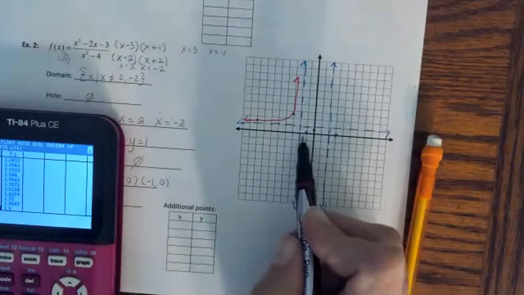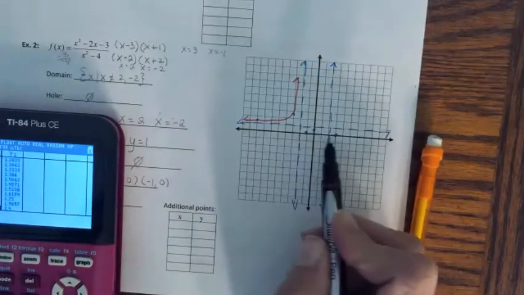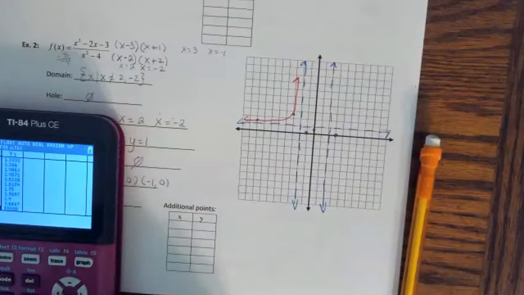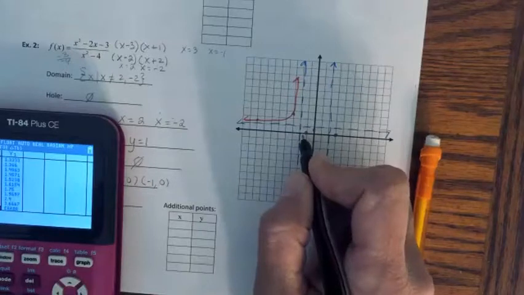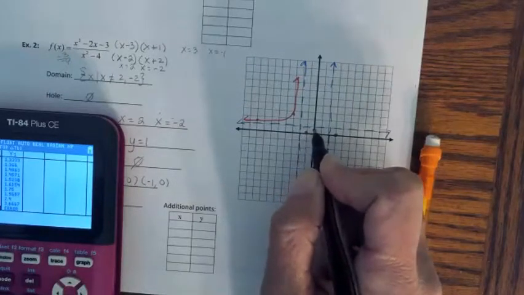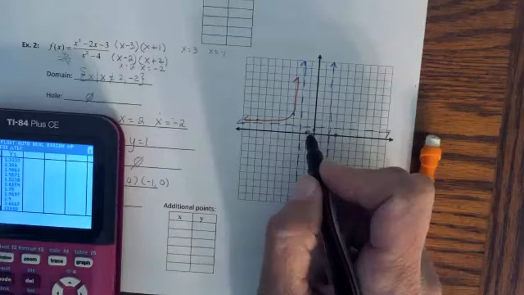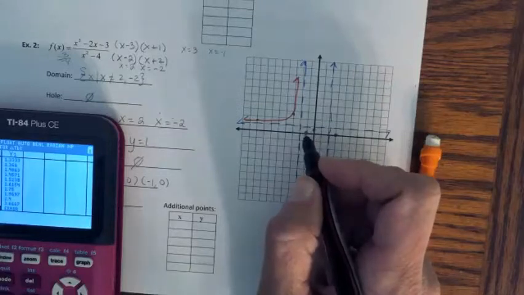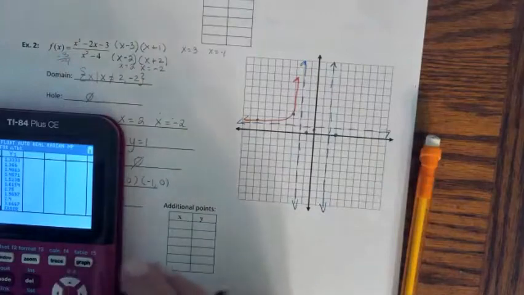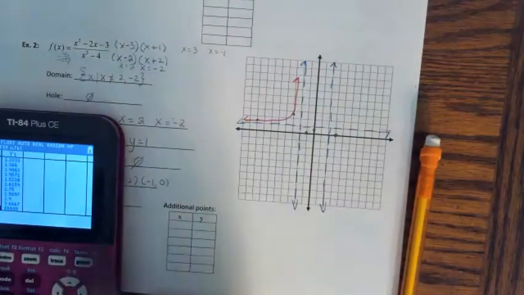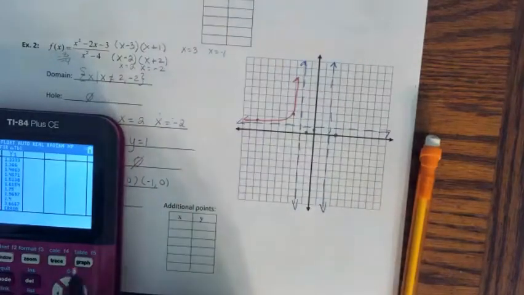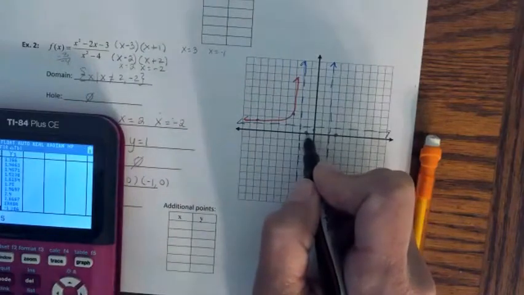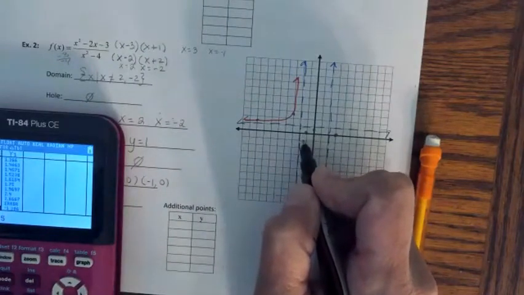And then I want to focus on points between -2 and +2, my x values. So -2.5, I'm at 3.6. You can see at -2 I have an error because I have an asymptote. So let's look at -1.5. At -1.5, I'm at -1. So right about here.